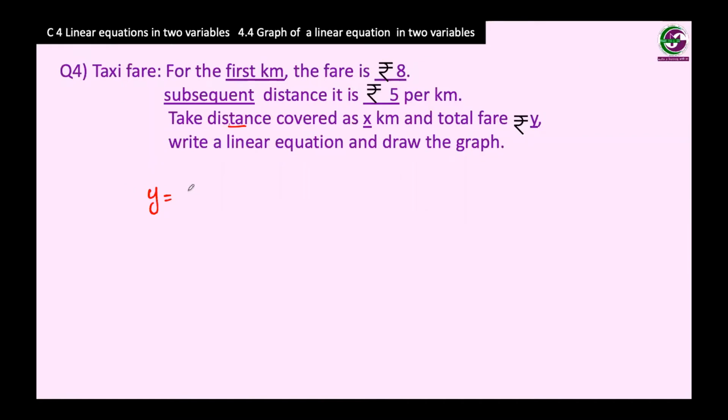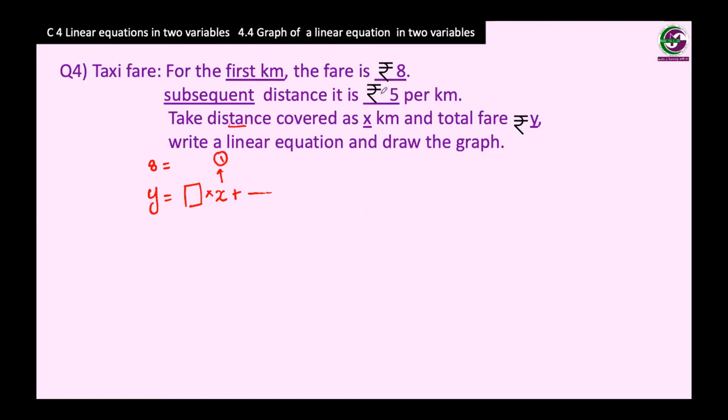So y is equal to a number multiplied by the distance. What distance we are traveling, we don't know, it is x, plus the amount that you have to pay extra. So let us see. For the first situation, total amount is 8. And when are you going to pay 8 rupees? If you are traveling 1 kilometer.